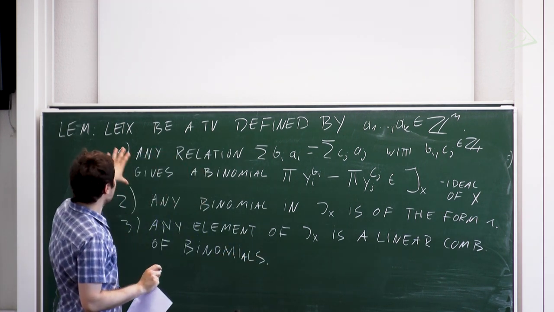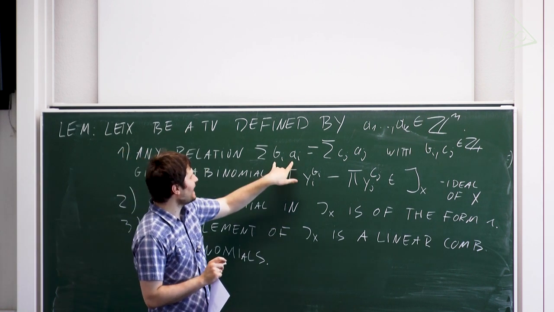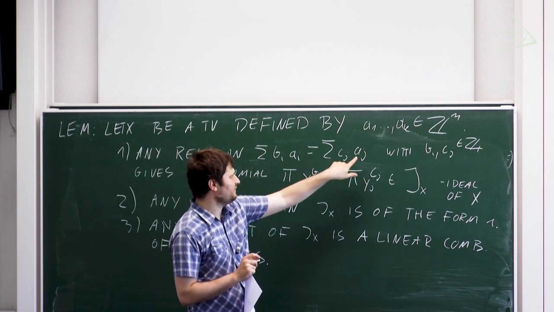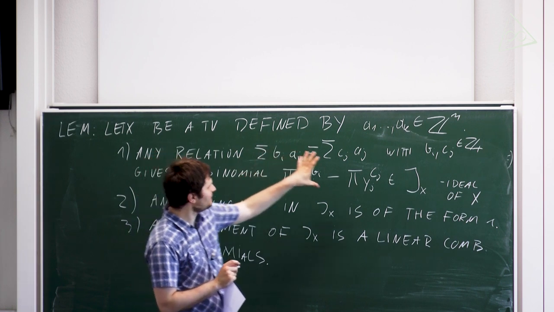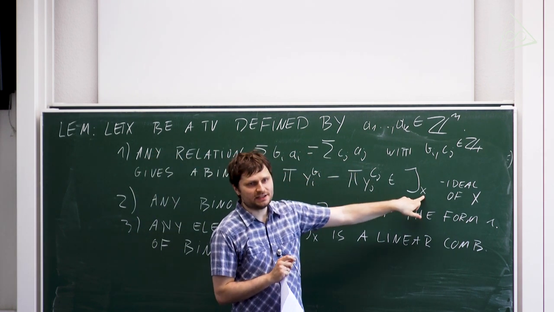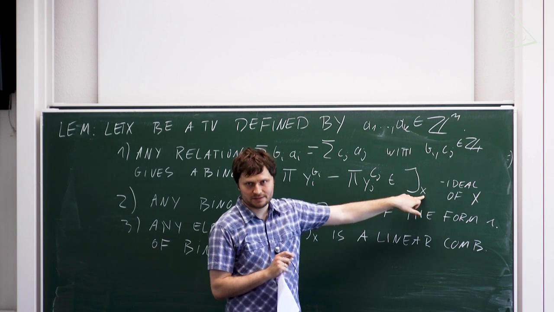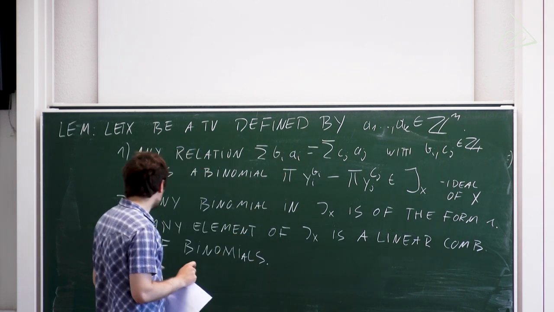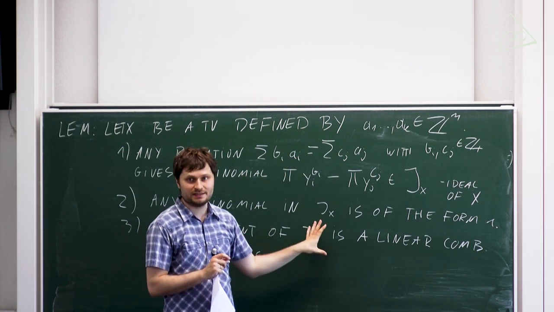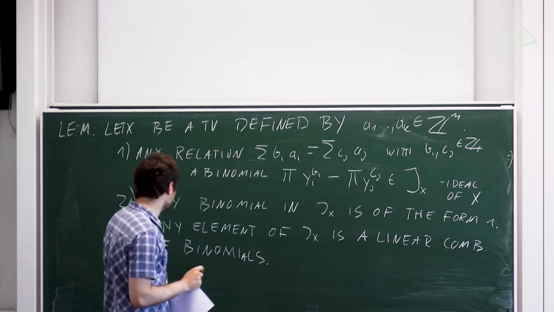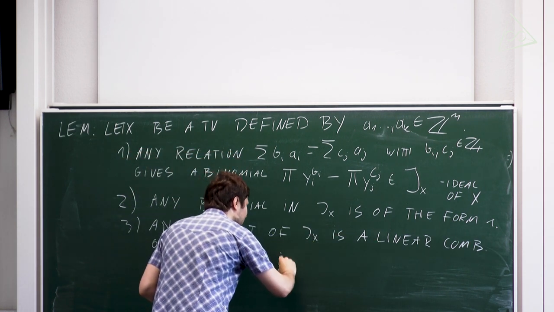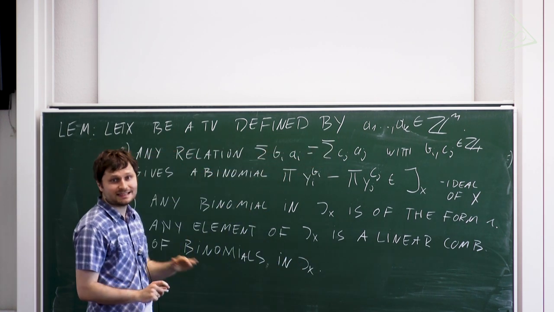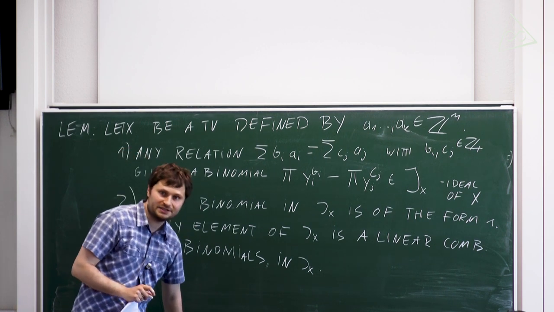Okay, so point one tells us that any integral relation among points that define the toric variety gives us a binomial in the ideal of that variety. Point two tells us that all binomials are of this form. And point three tells us that any polynomial in the ideal is a linear combination of binomials in Ix. So these linear relations give us a complete understanding of the whole ideal.